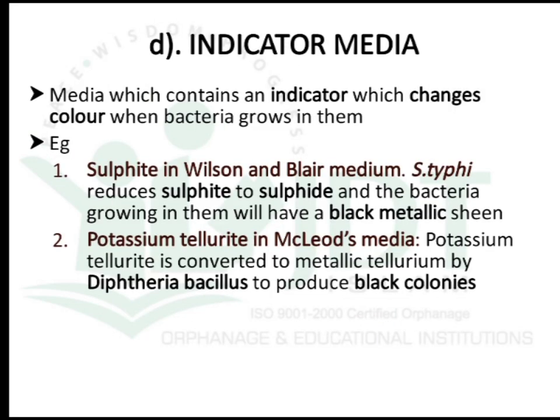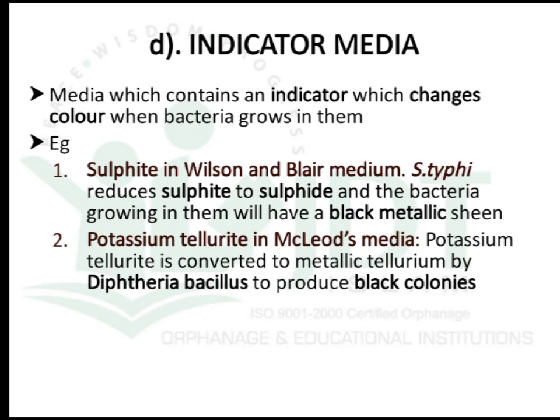Now coming to the next media, indicator media. As the name indicates, they produce a color change. These are media containing an indicator which changes color when bacteria grow in them. Examples are bismuth sulfite in Wilson and Blair media. In this, if Salmonella typhi is there, they will reduce the sulfite to sulfide, and the bacteria growing in them will form a black metallic sheen. And potassium tellurite in McLeod's media: the potassium tellurite will be converted to metallic tellurium by diphtheria bacillus to produce black colonies.